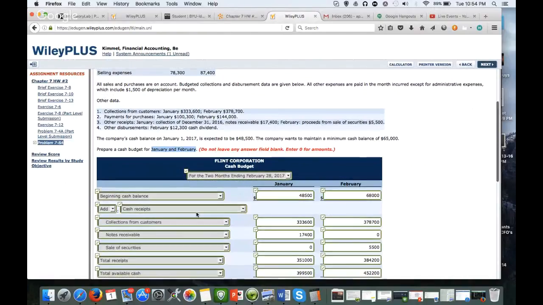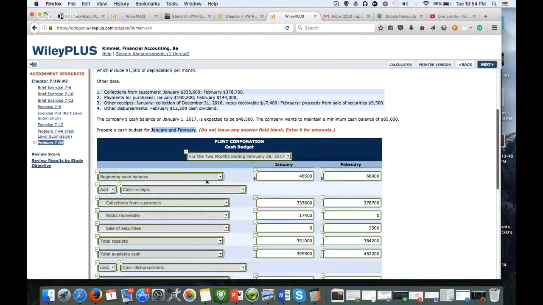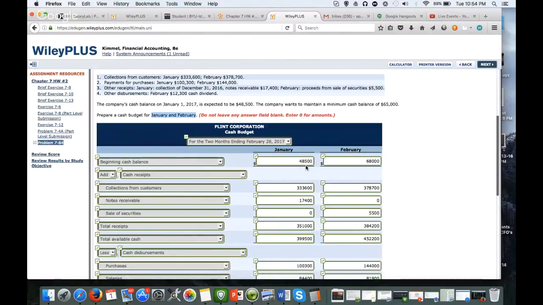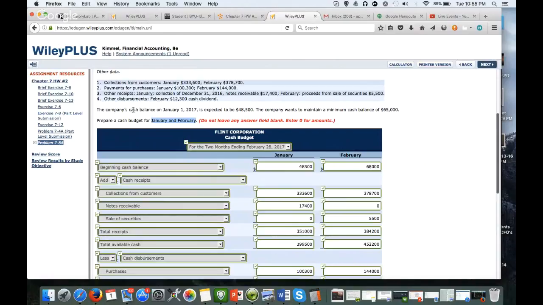To get started, what we want to do is establish our beginning cash balance. At the very start, we're only going to be able to do that with January, because we haven't found out February's beginning cash balance yet. It does tell us right here that the company's cash balance on January 1st, 2017 is expected to be 48,500. So we go ahead and plug that in.